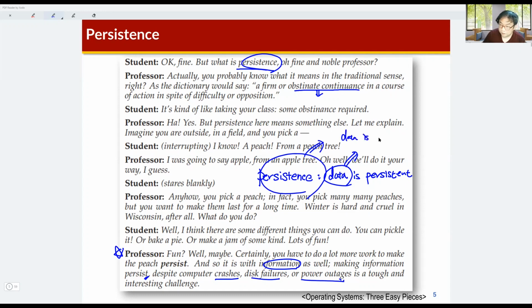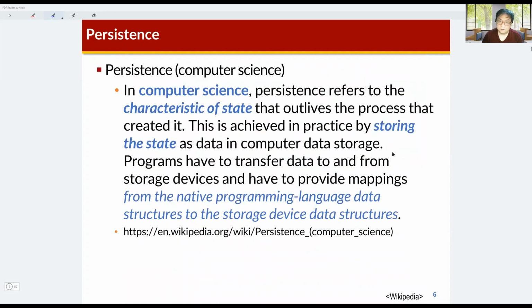So data is kept or maintained in the storage devices or memory. That is the meaning of persistence. I copied the meaning of persistence from Wikipedia. In computer science, persistence refers to the characteristics of state, where the state or data can be recovered from failures or power outages. That outlives the process that created it.